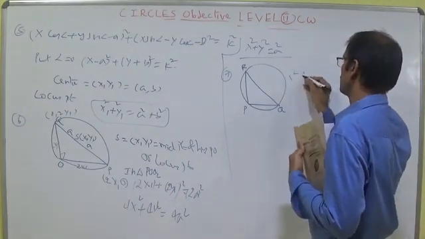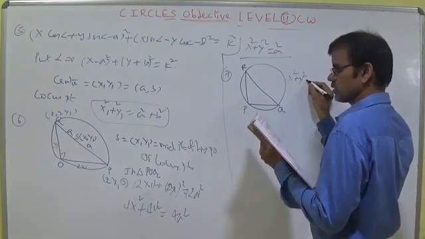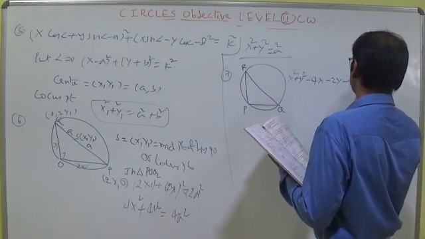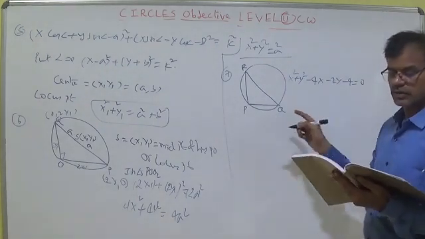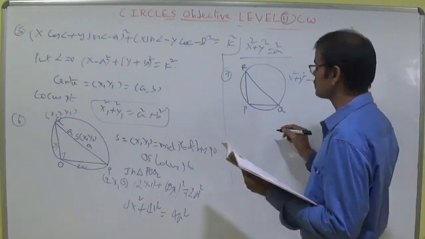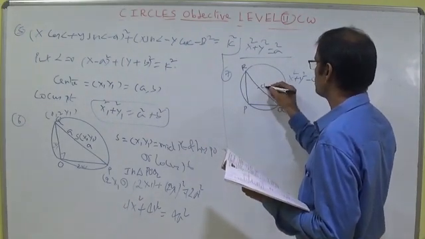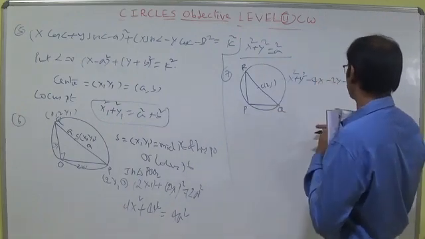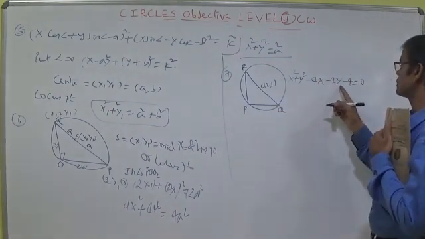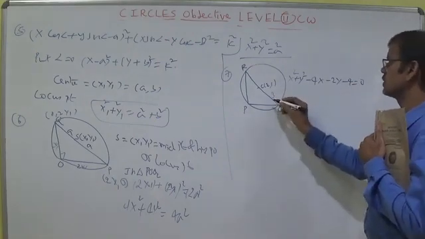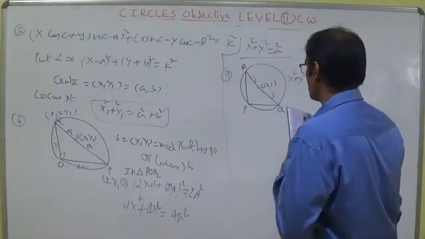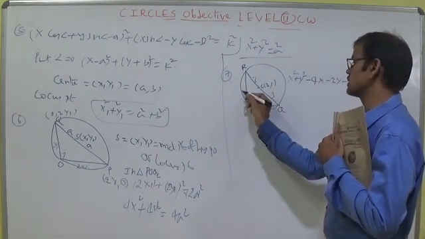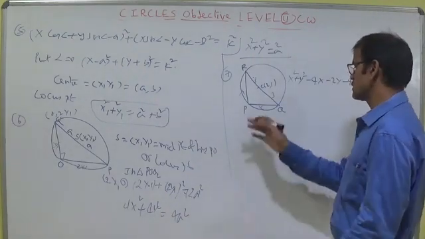This circle is given as x² + y² - 4x - 2y - 4 = 0. Center 2 comma 1. Here center indicate as 2 comma 1. What is radius? Radius is equal to √(4 + 1 + 4), it is 3. So put here 3, this is 3 and this is 3. So diameter becomes 6.